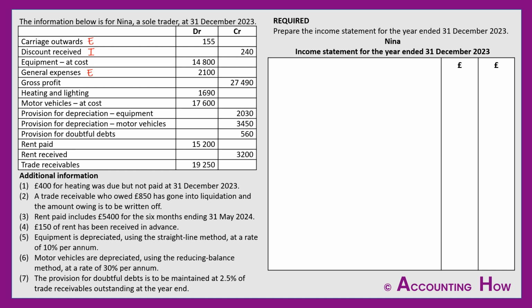Heating and lighting, £1,690 in the debit column. So another expense, that's what she's been paying for those heating and lighting costs. Motor vehicles, an asset, so I'll leave that one.